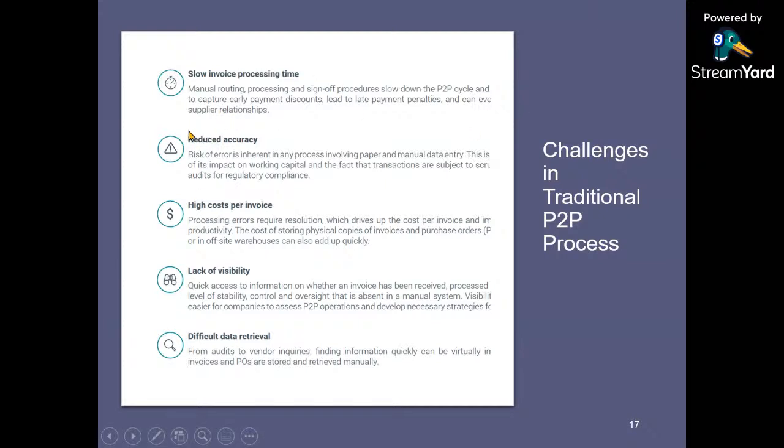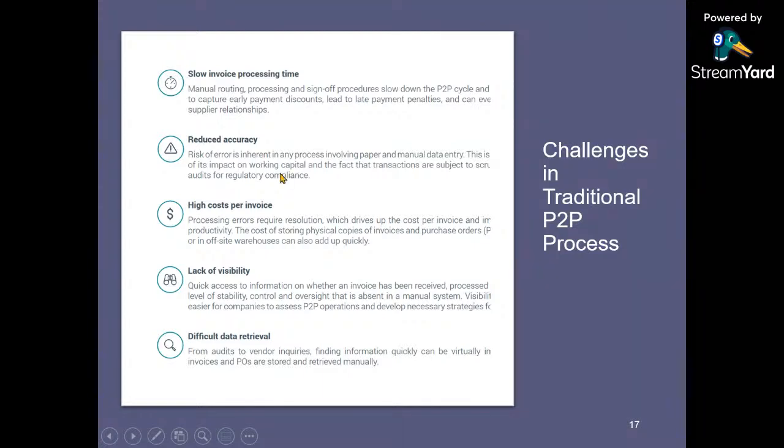Okay, and there is also reduced accuracy when you are doing this through a traditional process. Let's say with an outdated system, or in a manual process, there is a lot of risk of errors. Let's say instead of $1,000, you might have paid a supplier $1,200. It is really going to adversely affect your company. The company's profit is going to go down if you keep on doing this.